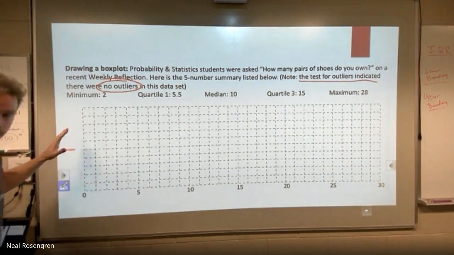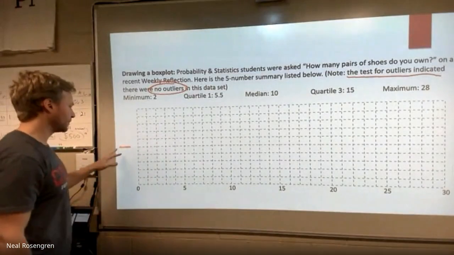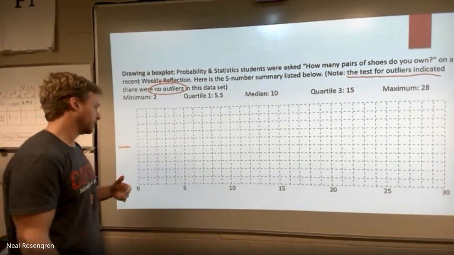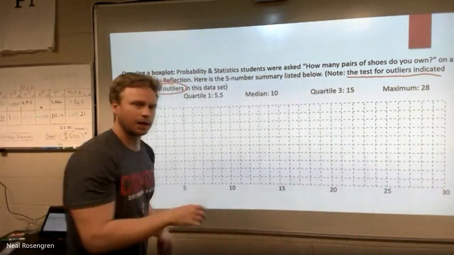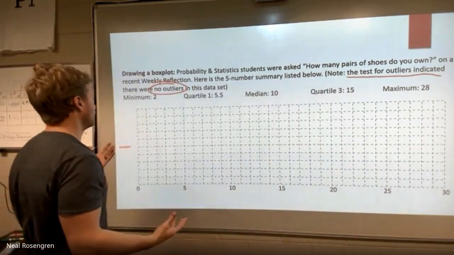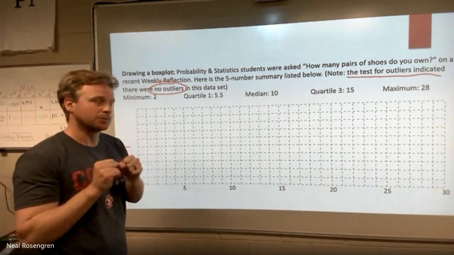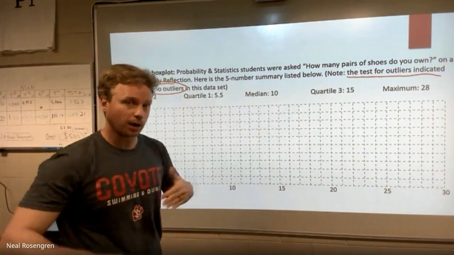I know I'm physically off the screen, but hopefully you can hear me talking. There we go. For me, I just want to know about where my middle is, because now I'm going to use this line right here to be the center of where I draw all of my things. And all I need to do right now is mark off my 5-number summary. Then I'll show you how to draw, okay?